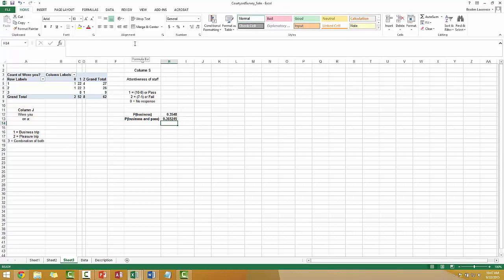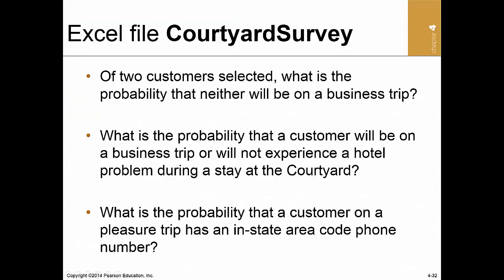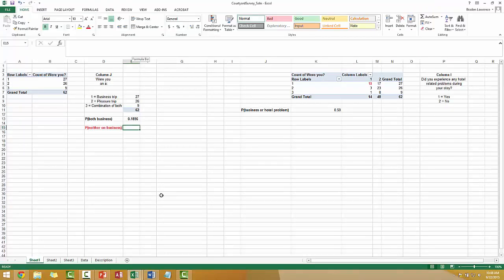Here are 3 more questions. First one, of 2 customers selected, what is the probability that neither will be on a business trip? The easiest way to determine this is to simply do the complement rule. Previously, we determined the probability of both being on business is 0.1856. We would simply take 1 minus that to determine the probability that neither will be on business.